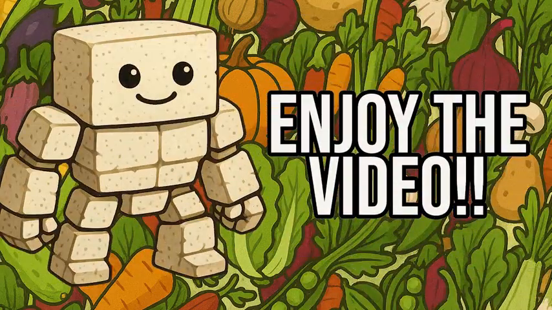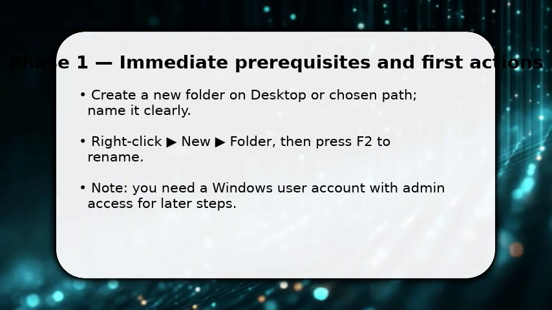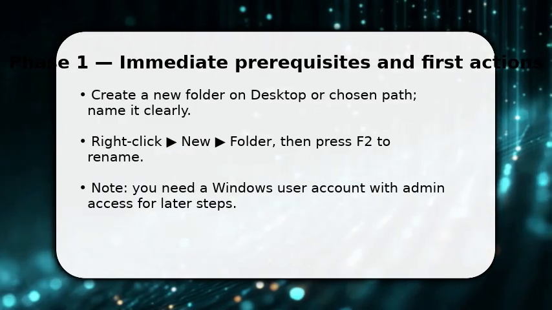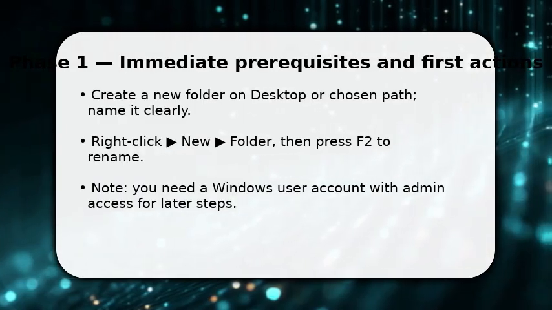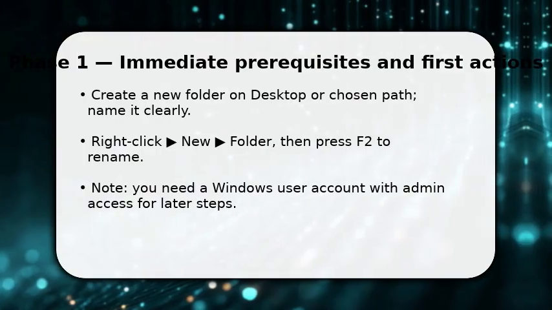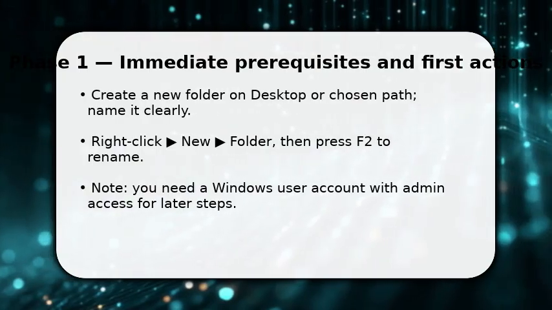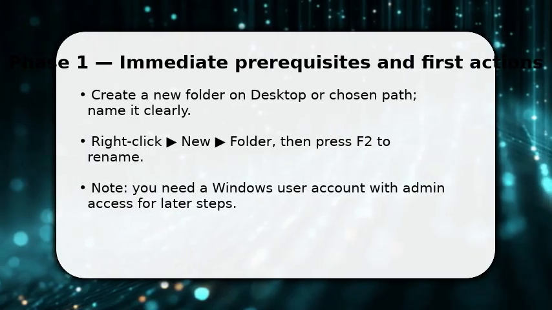Please enjoy the video. You start by making the folder you will lock. Pick desktop or documents so you can find it easily. Once done, create a text file inside the folder. You will use it to build the lock command. Make sure to save and close the file.